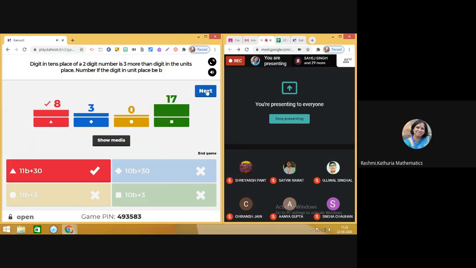Okay, here in this question, it is given that the digit in the tens place of a two-digit number is 3 more than the digit in the units place. So if the digit in the units place is B, what will be the digit in the tens place? It will be B plus 3 because it is 3 more than the digit at the units place. So how do you write a number? Whatever digit is there in the tens place, you multiply it by 10. So the number will be 10 into B plus 3 plus the digit at the units place. So 10 into B plus 3 plus B. That gives us 10B plus 30 plus B. When you simplify this, you get 11B plus 30. So the correct answer is 11B plus 30. So think and then choose the answer. Moving on to the next.